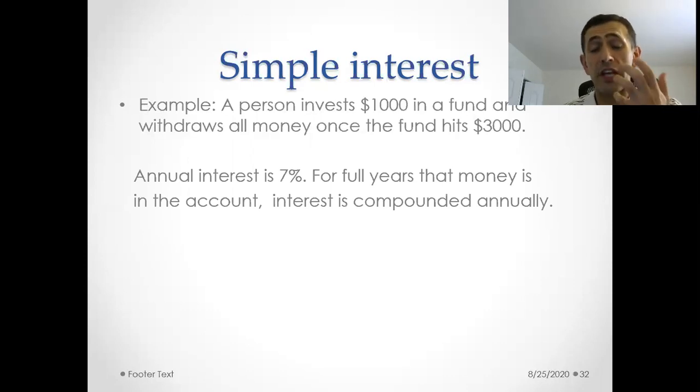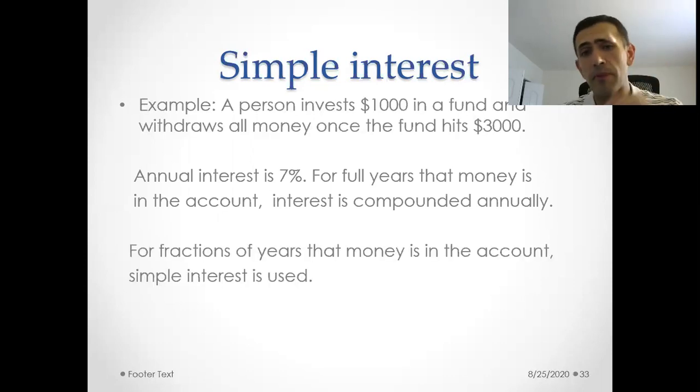Effective annual interest is 7%. For full years that the money is in the account, interest is compounded annually. So it's particularly compound interest, but for fractions of years that the money is in the account, simple interest is used. So the idea here is that money sits in this account for a certain number of full years, and it accrues compound interest for all those years, and then it sits in the account for some fraction of a year, and for that fraction of a year, the amount earned in the account earns simple interest.